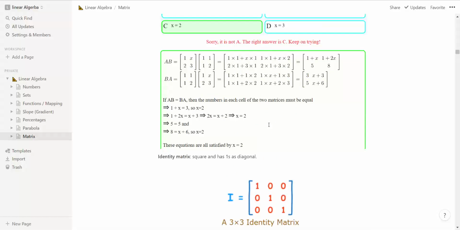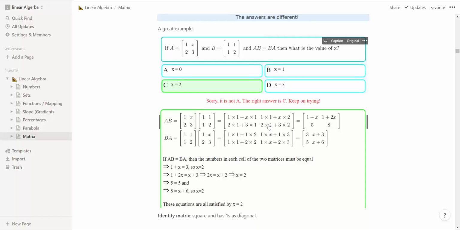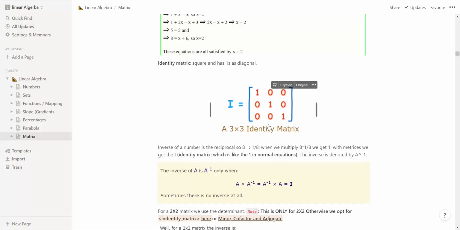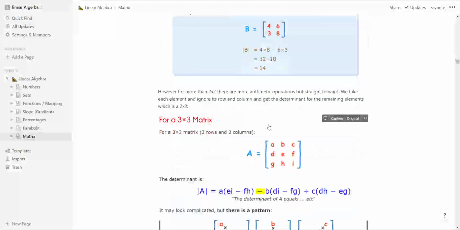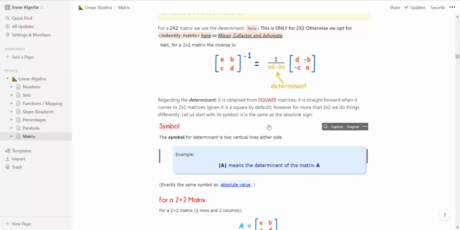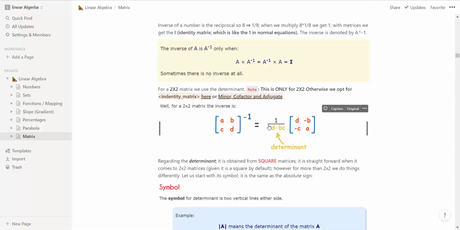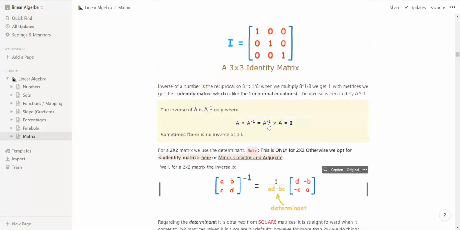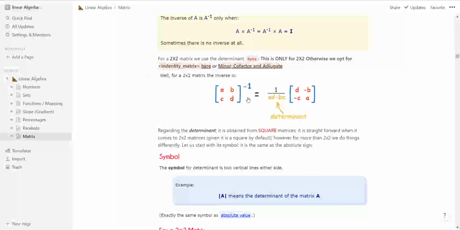We've also seen the identity matrix. The identity matrix is like the one in multiplication, so it doesn't really change the form of the matrix. And it's very important for us to know that multiplying any matrix by its inverse should yield the identity matrix.